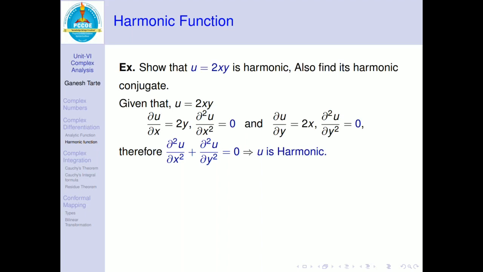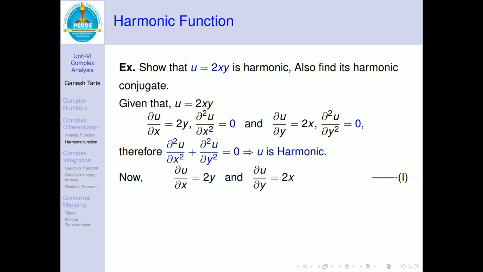Now in the second part, we have to find the harmonic conjugate of u, meaning v. So again, we start with the first order partial derivatives of u with respect to x and u with respect to y, that is 2y and 2x. Give it equation number 1. Now to convert this derivative of u in the form of v, we apply the CR equations.